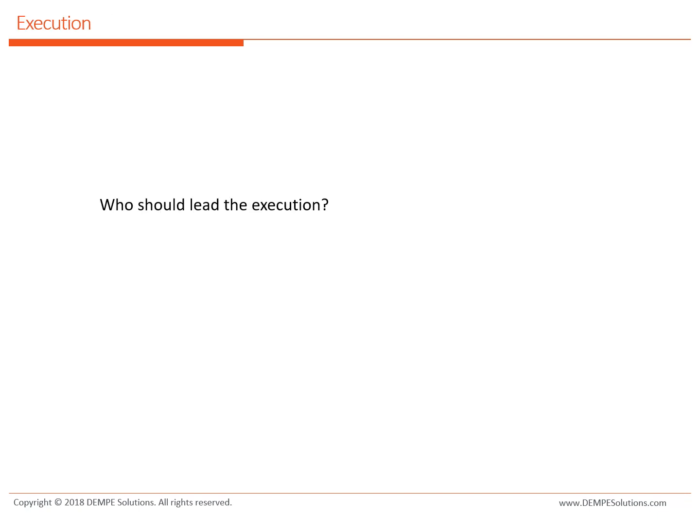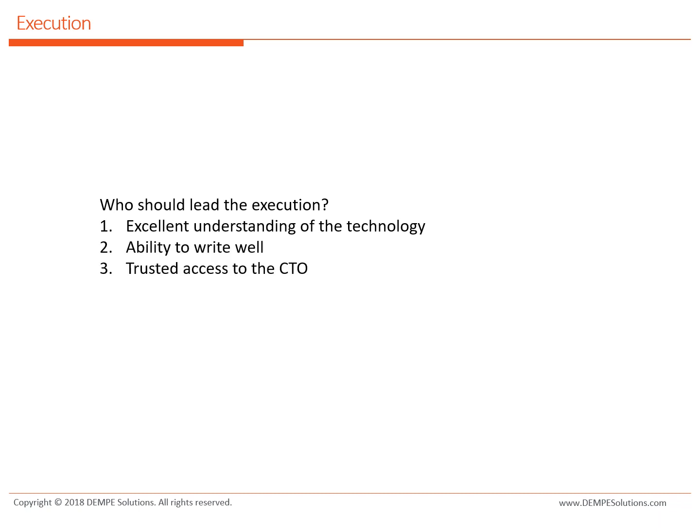Execution. The Chief Technology Officer will typically have ultimate ownership of the IP enhancement process. In busy, innovative firms, where there are multiple demands on the CTO, it's common to allocate responsibility for execution to someone who reports to the CTO. If the invention disclosures are being created, that person should have 3 characteristics. 1, an excellent understanding of the technology. 2, the ability to write well. And 3, trusted access to the CTO for rapid decisions.